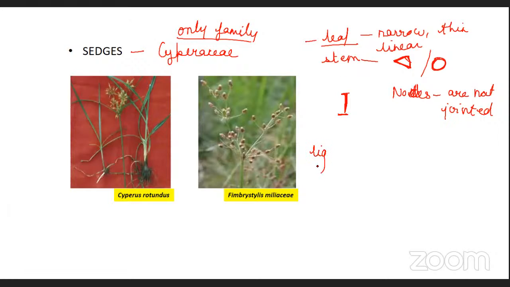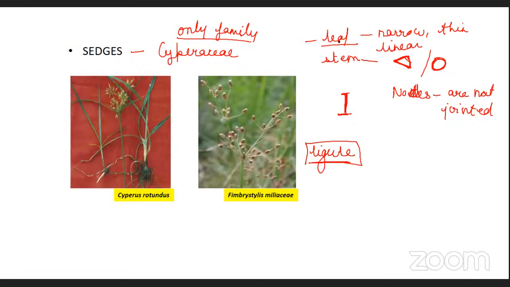Do you know about the ligule? What is the ligule? Usually, in the case of the grasses, the ligule is present, but in the case of the sedges there is no such ligule, meaning the leaves are usually without it. Okay, and I will show you the structure of the ligule.